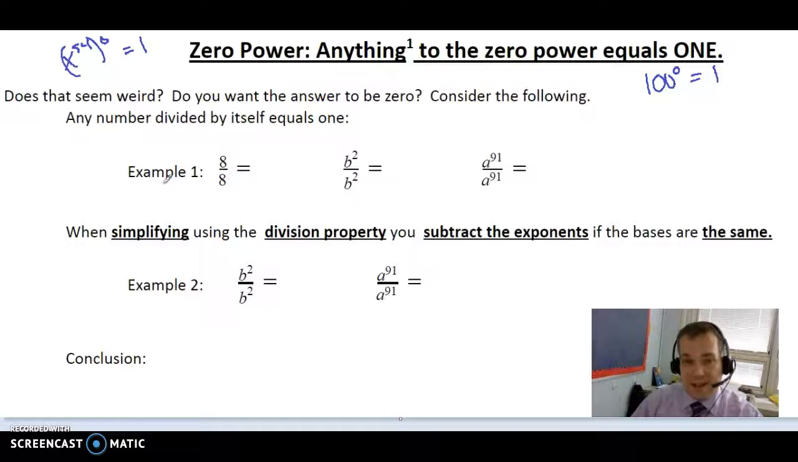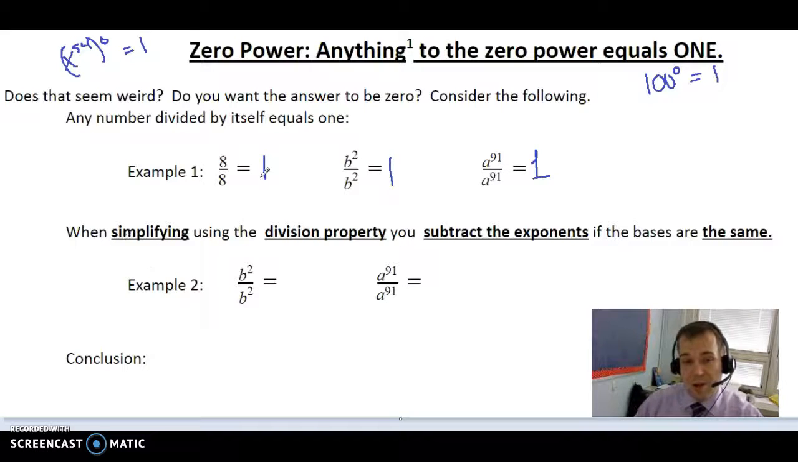The first idea in example 1 is we're trying to show that if you divide anything by itself, of course the answer is 1. 8 divided by 8 is 1. And I don't need to use numbers. I could use really anything. If I take something like b squared and divide it by b squared, it's something divided by itself, it's going to equal 1. Something even creepier like 8 to the 91st divided by another 8 to the 91st, anything divided by itself, it always equals 1. So that's certainly one way to look at these different expressions.